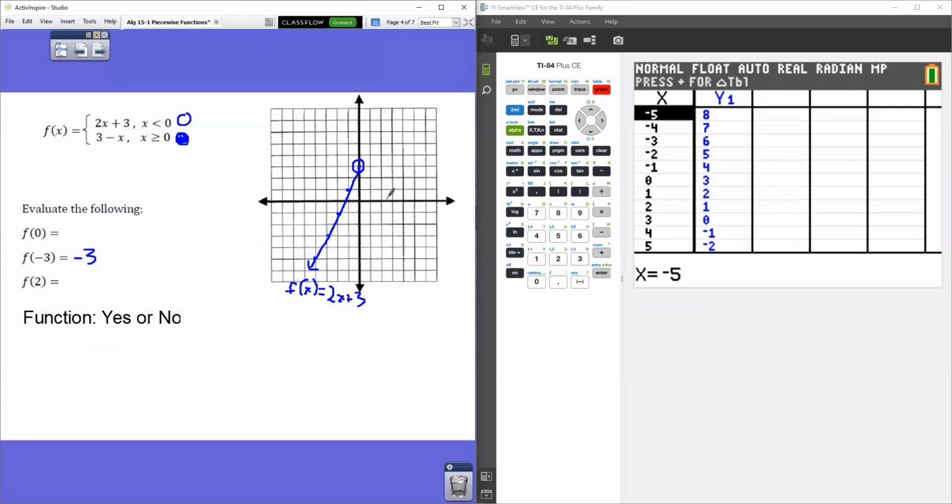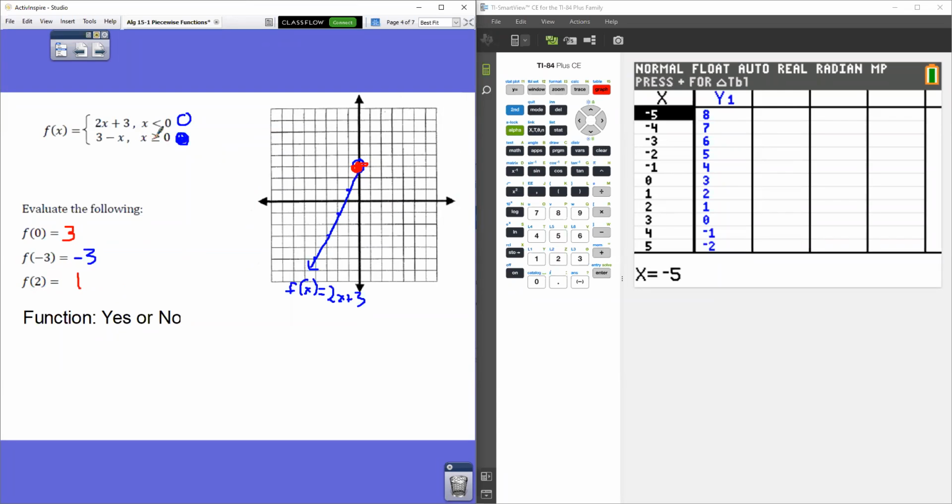At 0, it is 3. Remember, the closed dot supersedes or takes precedence over the open dot. So I'm going to make my open dot into a closed dot because they happen to be the same for this one. When x equals 0, y is 3. When x is 2, y is 1. So I'm going to answer those right away.